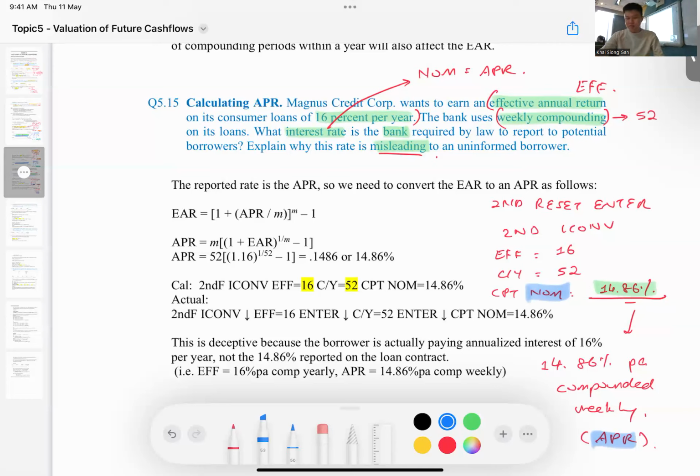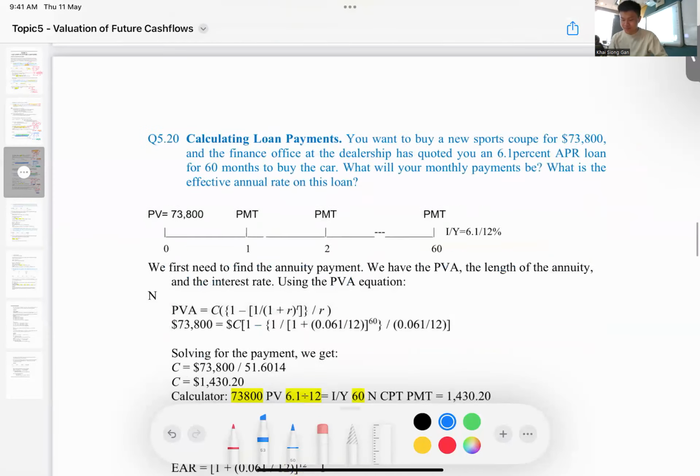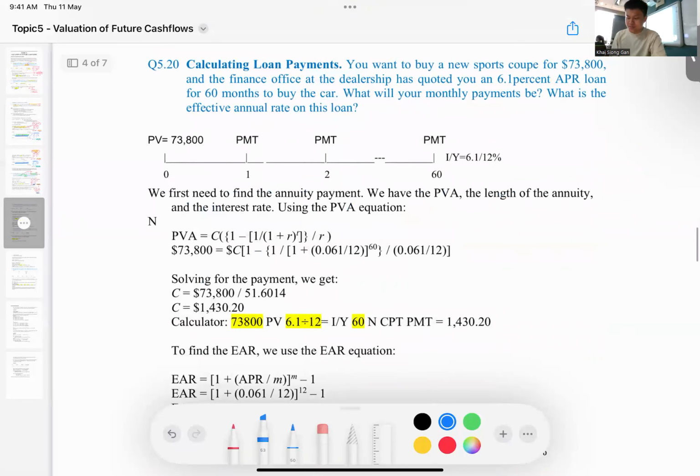Okay, let's move on. Another question. You want to buy a new sports coupe for 73,800 and the finance office at the dealership has quoted you a 6.1% APR loan for 60 months to buy the car. What will your monthly payments be? And what is the EAR?